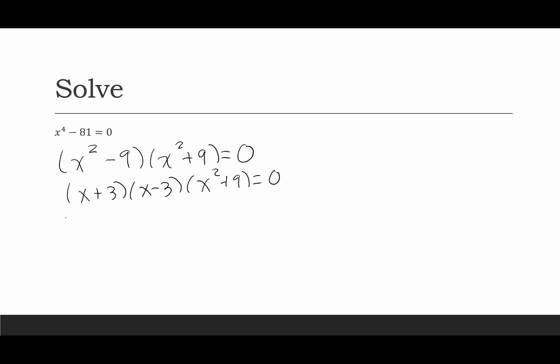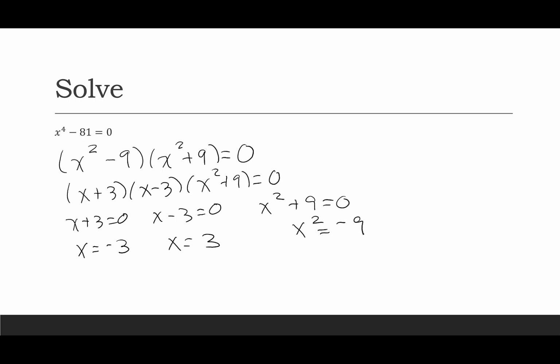So I'm going to set each factor equal to 0. So x plus 3 is 0, x minus 3 is 0, x squared plus 9 is 0. That gives me x is negative 3, x is positive 3, and then x squared is equal to negative 9. So we're going to keep going. Nothing said that we were only going to get real solutions. I'm going to take the square root of x squared, which gives me the square root of negative 9. That says x is equal to plus or minus the square root. Square root of 9 is 3, but because it was a negative 9, I put an i at the end. So my four solutions are 3, negative 3, 3i, and negative 3i.